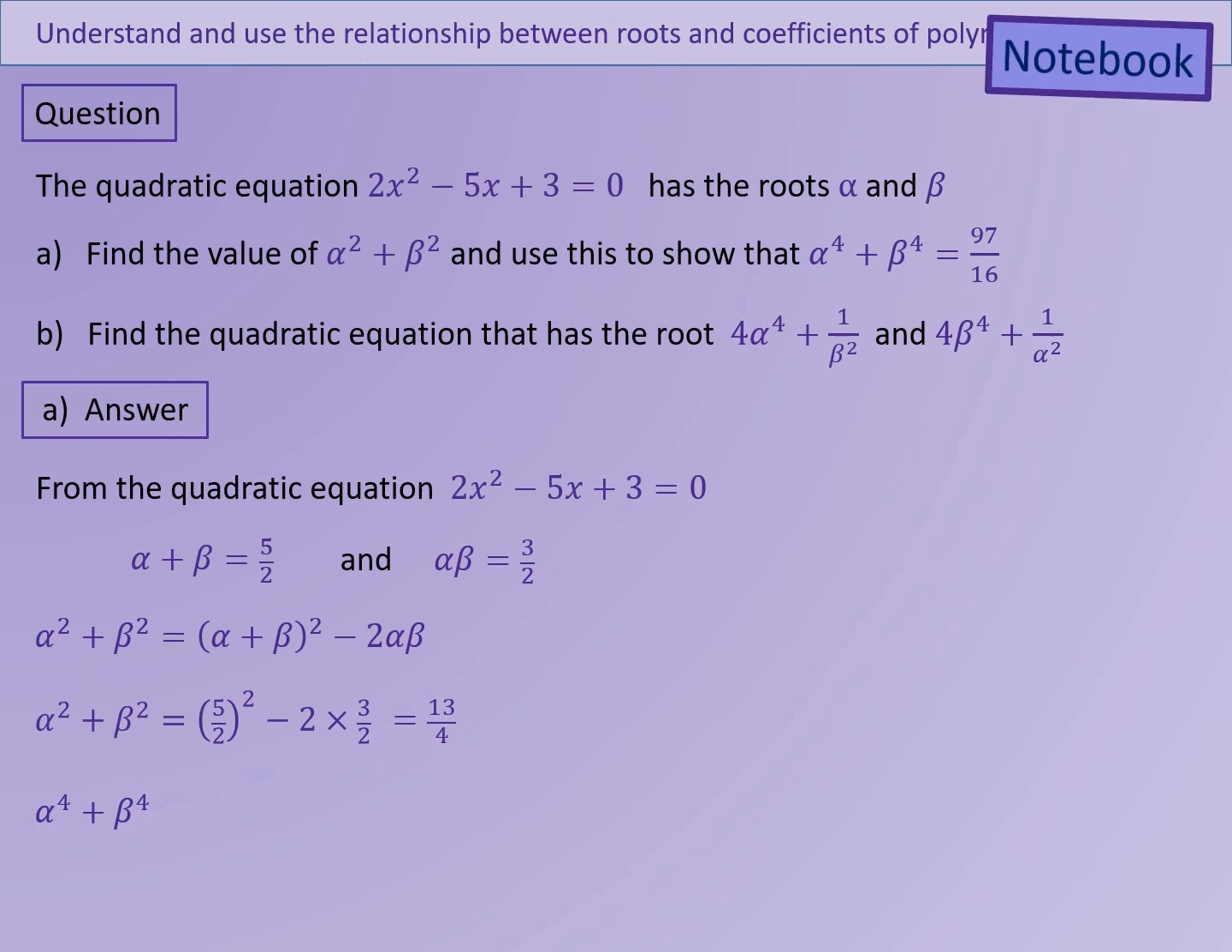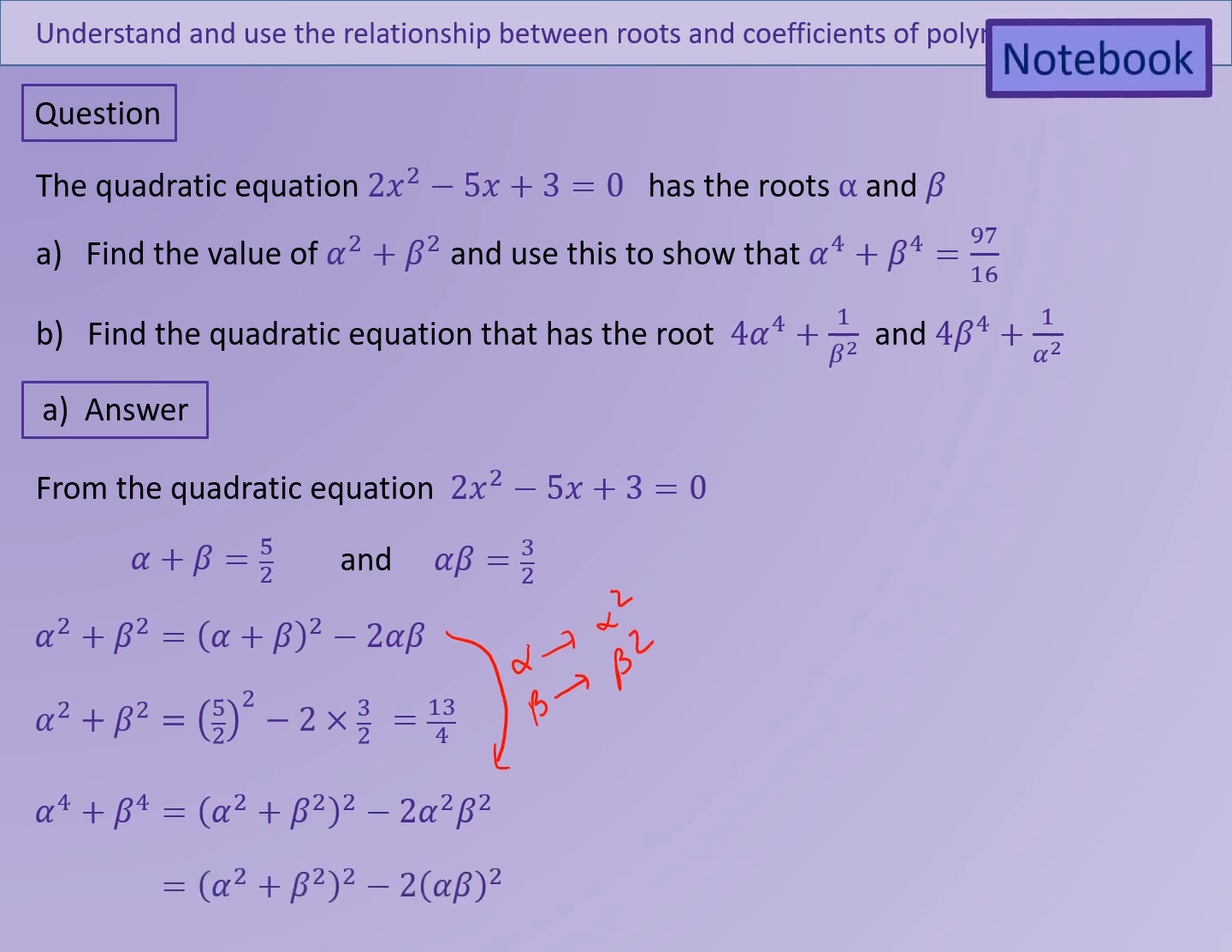Now this is what we need to find, alpha to the power 4 plus beta to the power 4. And this is, if you compare the two, if you replace alpha with alpha squared and beta with beta squared, we will get this new formula. And we can then factorise out the squared on the last part of that expression, and we can substitute in those values that we know. So that will give us 97 over 16.